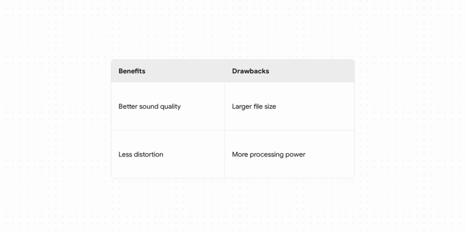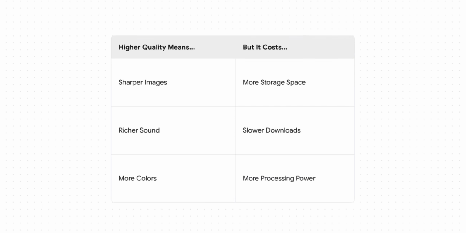More samples means a much larger file, and it takes a lot more horsepower from your computer to actually play it back. And this is the great digital balancing act. It applies to everything. Higher quality always comes at a cost. If you want sharper images, it's going to cost you more storage space. If you want richer sound, it's going to cost you slower download speeds. We are in a constant battle, trading perfection for convenience.